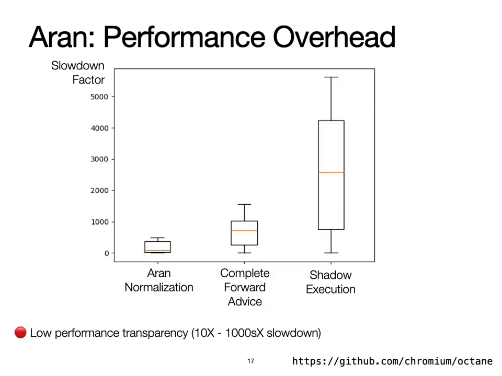I conducted 2 experiments to evaluate the transparency of my framework. This first experiment evaluates its performance overhead on Octane. The experiment was conducted on Node.js and involved 3 analyses. The first analysis only applies AranLang normalization, and it already introduced a slowdown factor in the hundreds. So it seems that normalization is preventing Node.js from applying important optimizations.